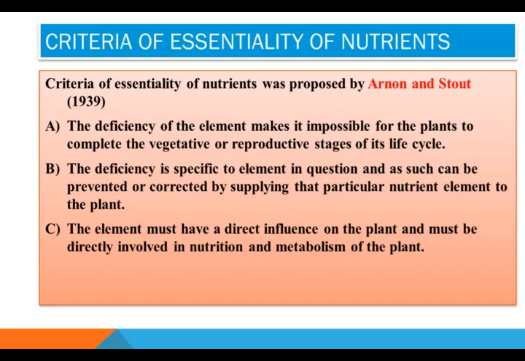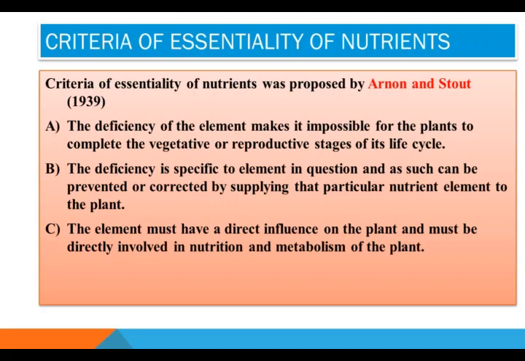According to Arnon and Stout, an element is said to be essential for plant if its deficiency makes it impossible for the plant to complete the vegetative or reproductive stage of its life cycle. An element is said to be essential for plant if its deficiency can be prevented or corrected by supplying that particular nutrient element to the plant. An element is said to be essential if it has a direct influence on plant and it must be directly involved in nutrition and metabolism of the plant.